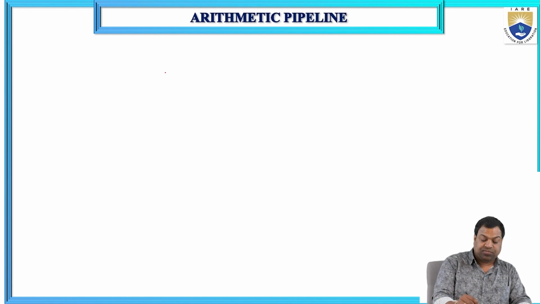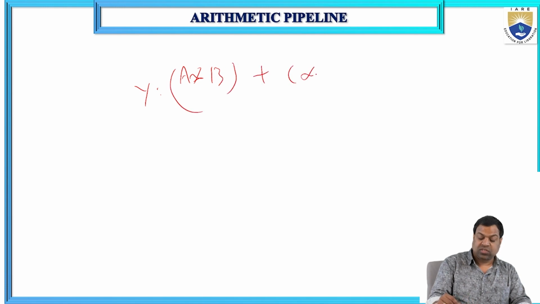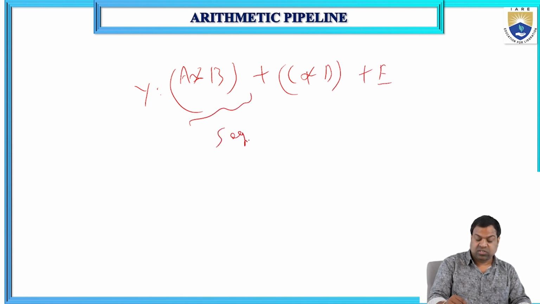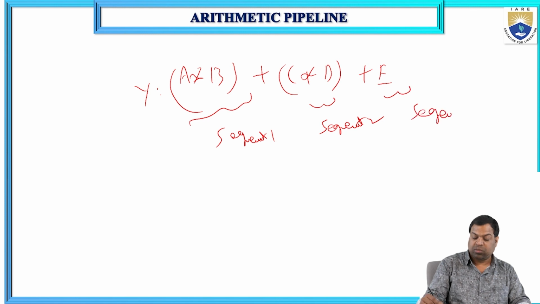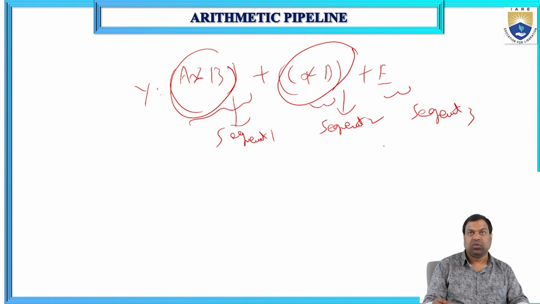Suppose I am taking y equal to a into b plus c into d plus e. So how many segments? A into b is segment 1, c into d is segment 2, and e is segment 3. So segment 1, what is the result of A into B? That is segment 1. C into D result, that is segment 2. And the value we are giving, that is segment 3.